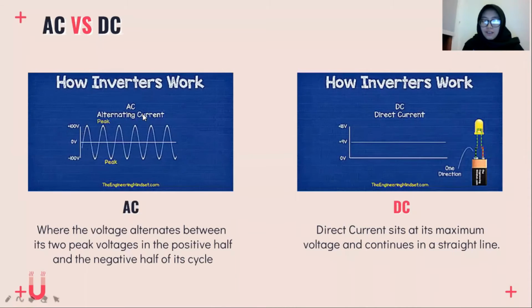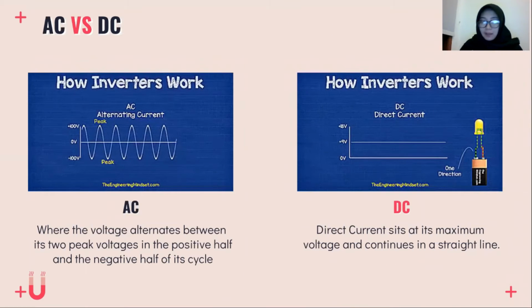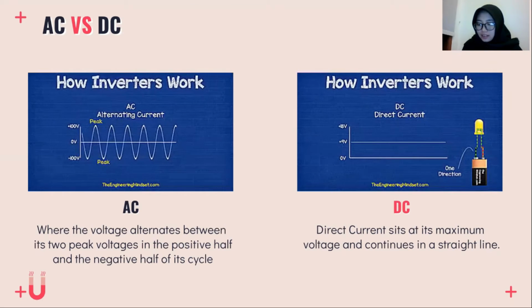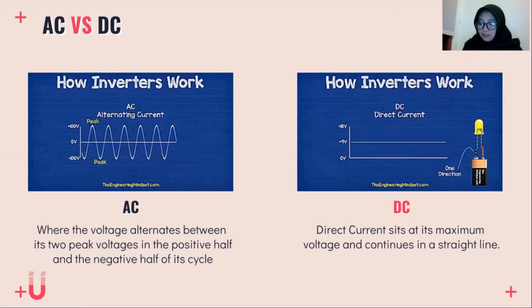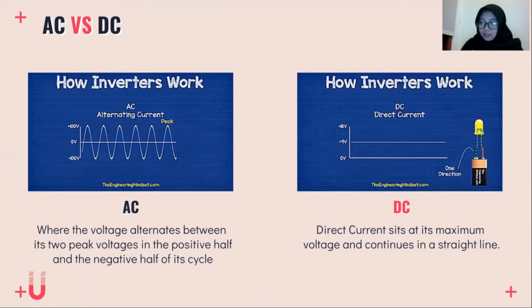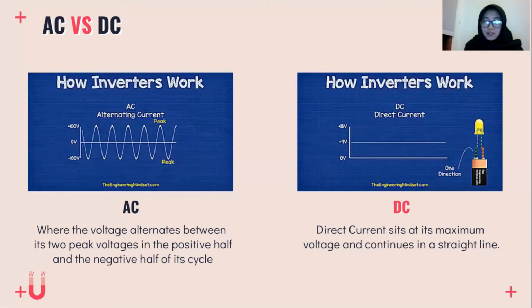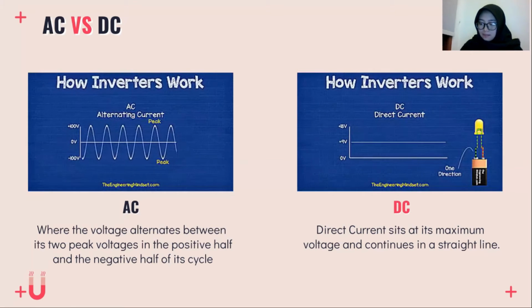And also, if you use an oscilloscope to look at alternating current, you will see a wave-like pattern, where the voltage alternates between its two peak voltages in the positive half and the negative half of its cycle. This is because the current travels back and forth. It's a bit like the tide of the ocean, where it reaches its maximum high tide and maximum low tide, and the current of the water changes direction between these two peaks.